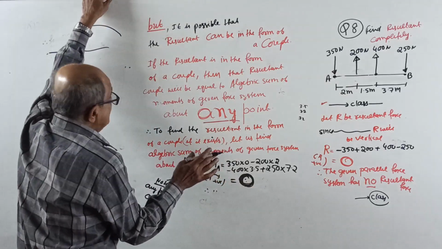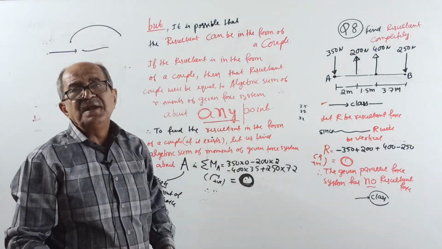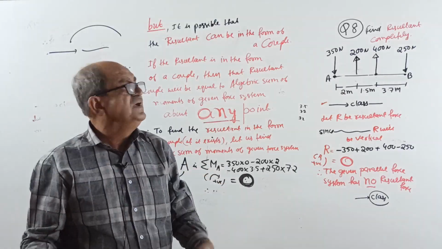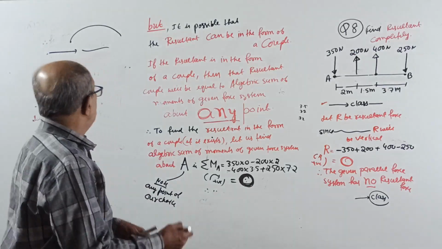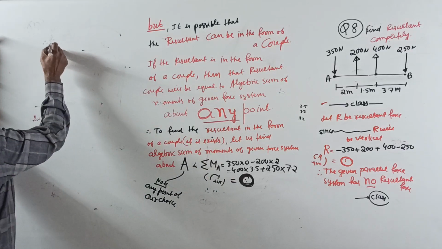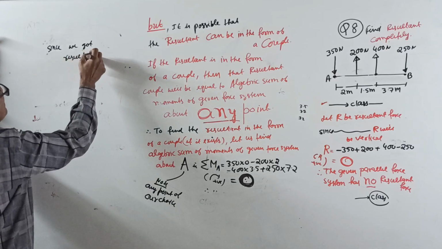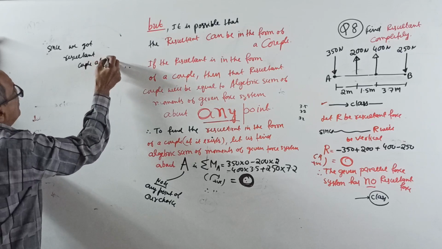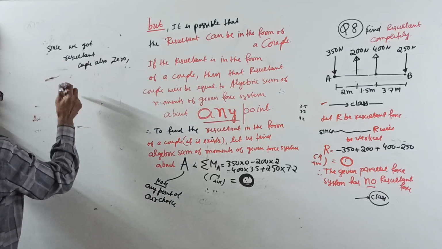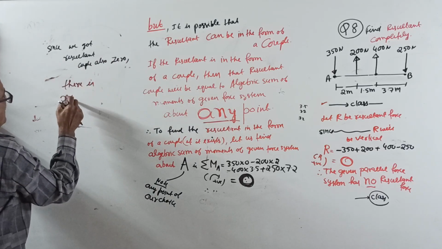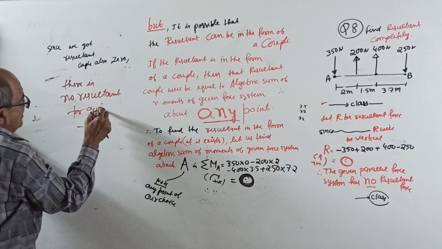Now see. From the statement you have to write what resultant couple you calculate, but if the resultant couple also comes 0, then there is no resultant, meaning sigma M is 0 and sigma Fx and Fy are both 0, the system is in equilibrium. Now, last statement: since we got resultant couple also 0, there is no resultant for the given parallel force system.